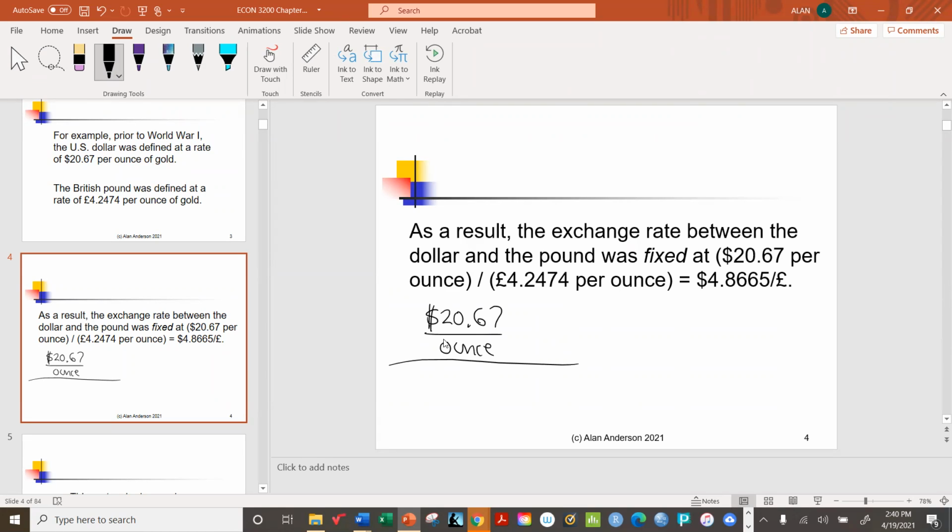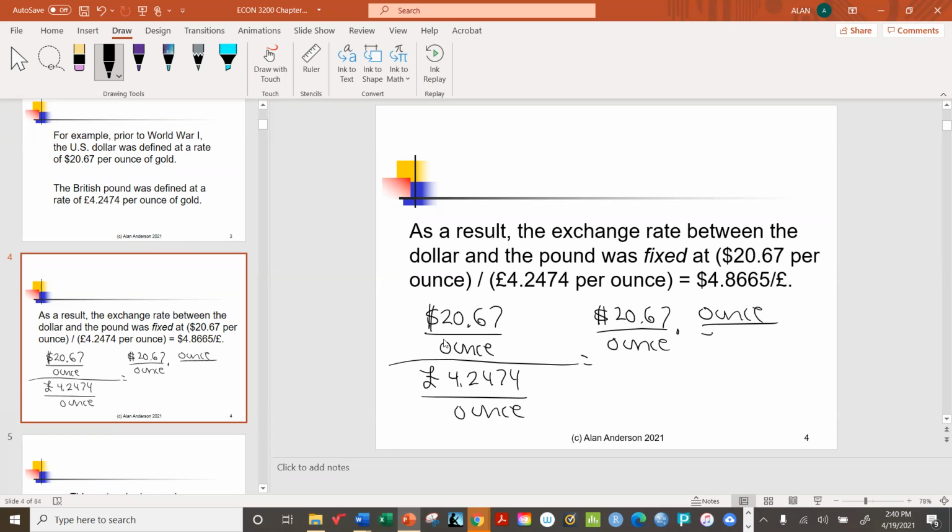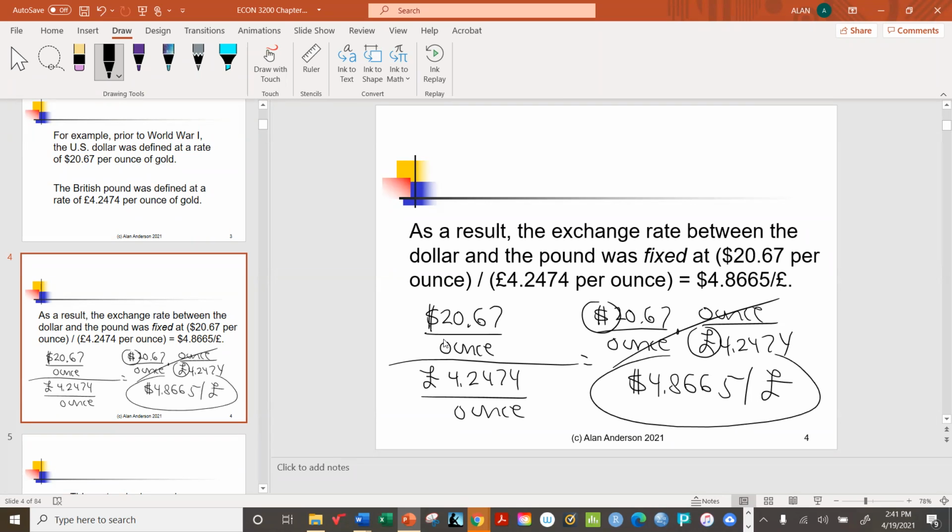Okay, so let's see if we can write this out a little more clearly. I just want to write it like this, so maybe it's easier for you to see what's going on. So when you write it like this, algebraically, this is the equivalent of multiplying by the inverse of this denominator. So the ounces cancel out, and we're left with dollars per pound. So this is how exchange rates were quoted while the gold standard was in effect.